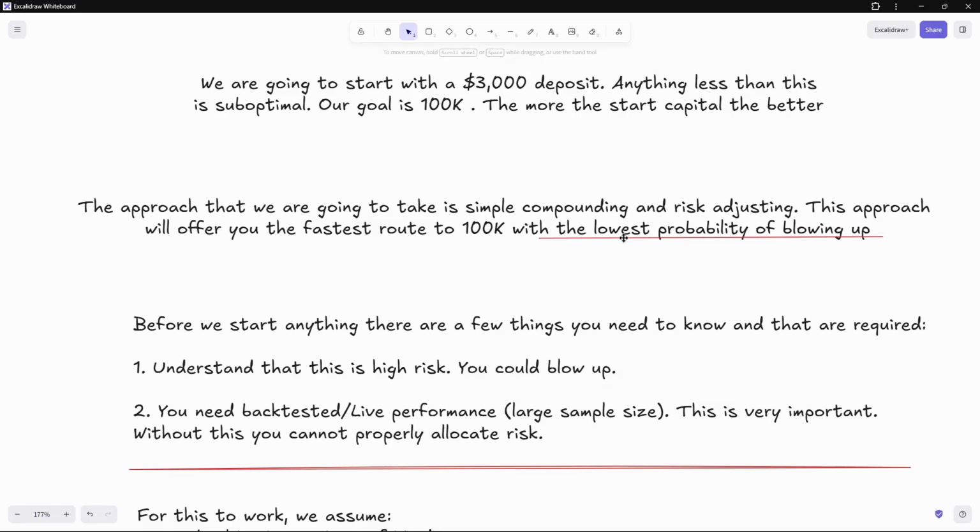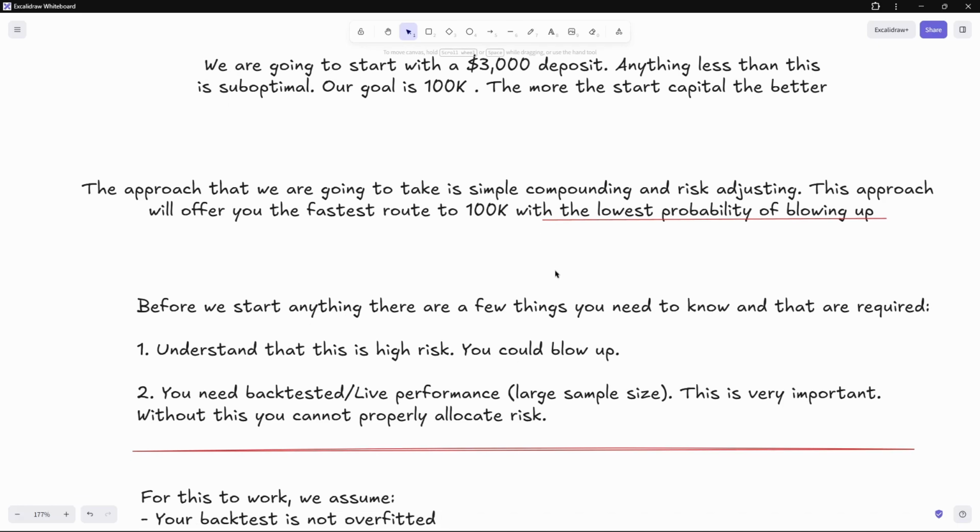So the approach that I'm going to show you ensures that you have a very low probability of blowing your account. You want to take a $3,000 account to a $100k account. You want to ensure that you take the route with the lowest probability of blowing up. You don't want to really just gamble and give away your money. You want to take an approach where the probability of losing everything is very low.